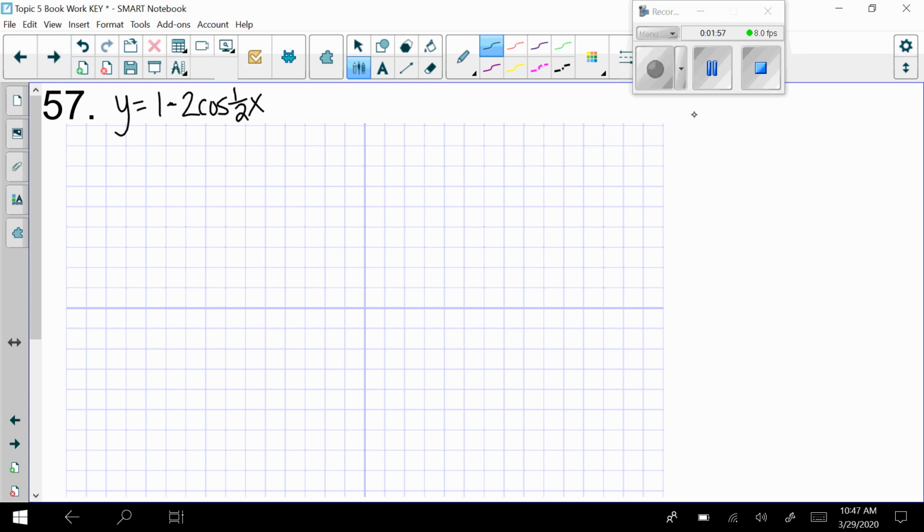Okay, I'm going to answer these questions first. So amplitude. Amplitude is A. Looks like it's going to be 2. The period is going to be always 2 pi over b for sine and cosine. Tangent's different, but we're not there yet. So 2 pi over 1/2, which is 4 pi for our period.